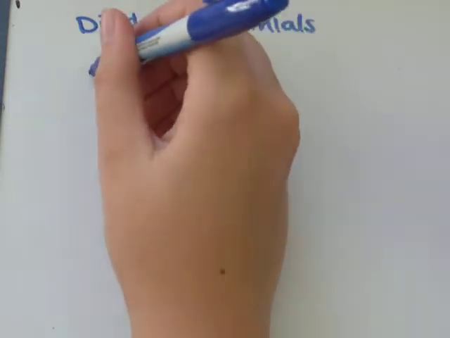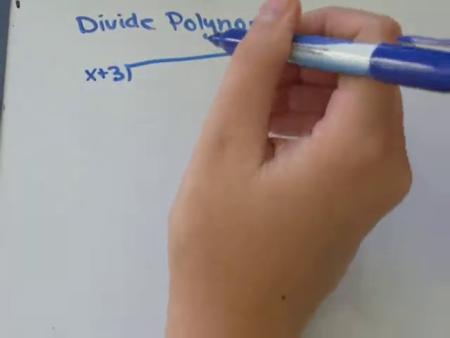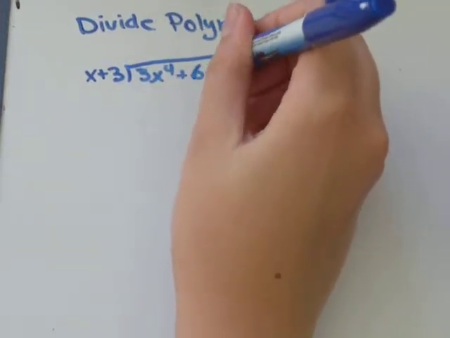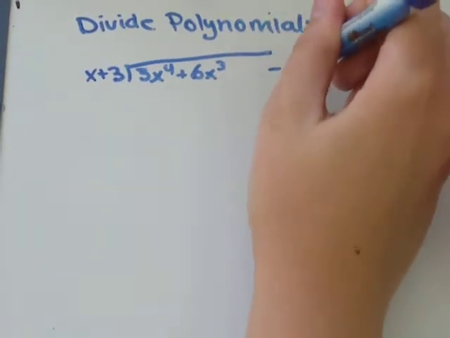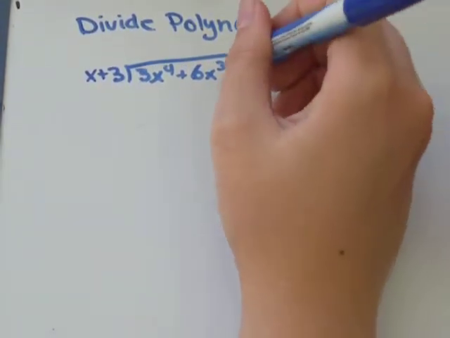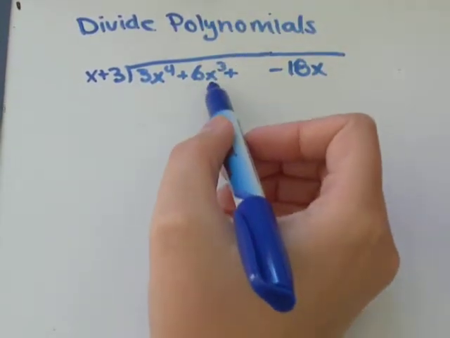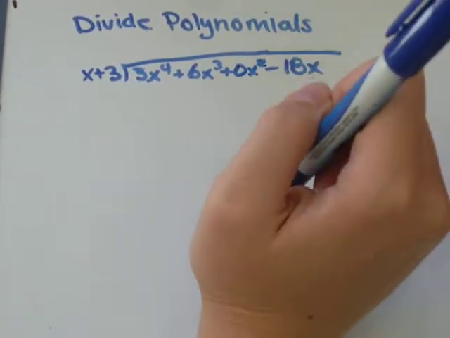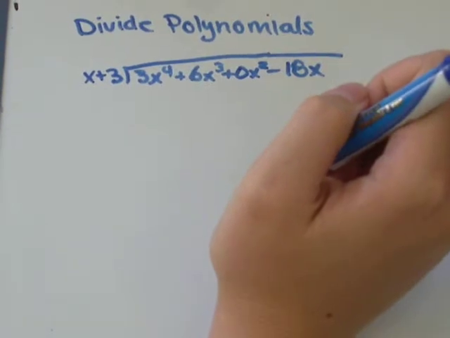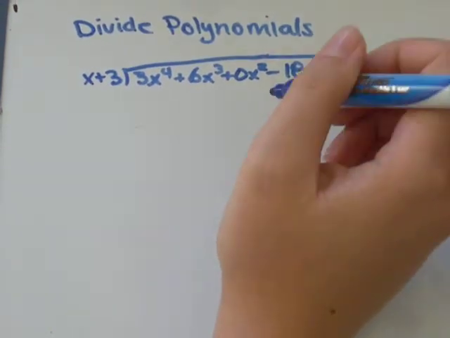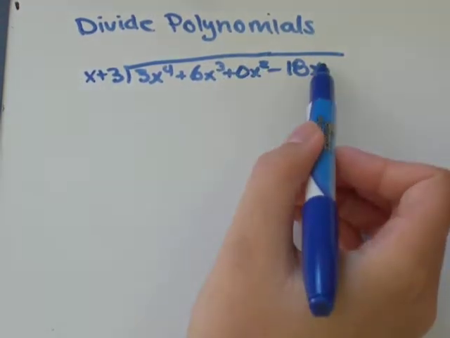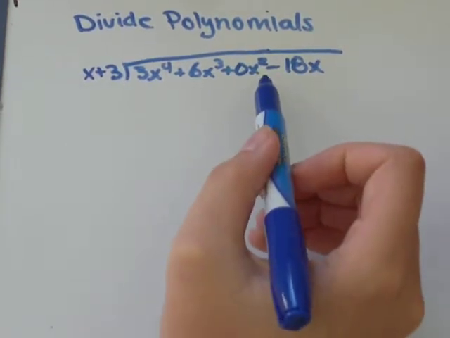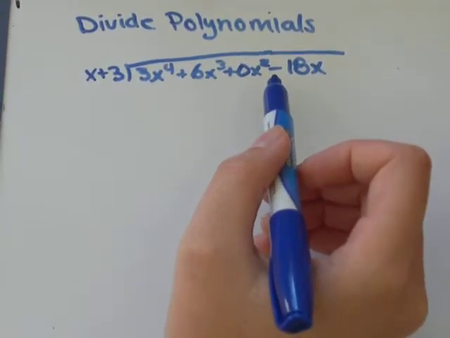We've got the question: x plus 3 dividing 3x to the 4 plus 6x cubed minus 18x. The reason I left a space is because we need to have an x squared in there too somewhere. Wouldn't 0x squared be the same as having nothing there? Yep. So if ever you go from the power of 3 to the power of 1, you know that you have 0 multiplying your x squared term. And it's important just to write that down, as you will see as we get going in the example.